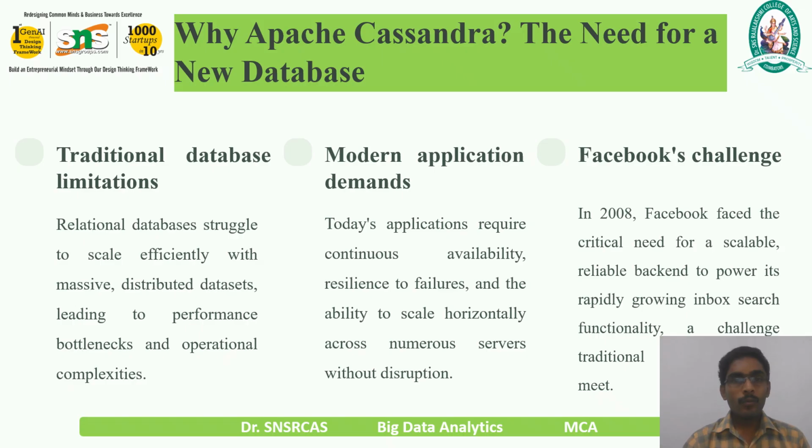And you know why Apache Cassandra? Here is the comparison. Traditional relational databases are great, but they struggle when data grows too big or is spread across multiple servers. And modern applications like social media, IoT device data, or financial systems need to be always available, handle failures gracefully, and scale quickly without downtime.